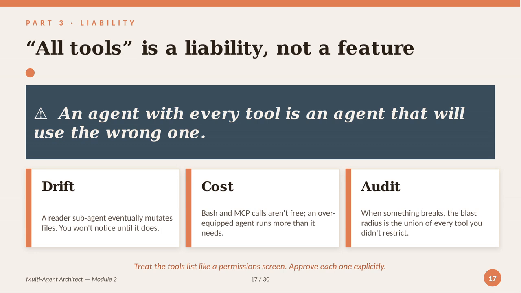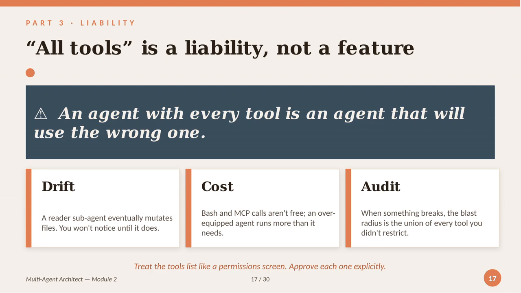Three concrete consequences. Drift. A subagent that started life as a reader, only read and grep, eventually picks up edit and write because you didn't restrict it, and it starts mutating files when you didn't intend it to. You won't notice until something downstream breaks and you have no idea why your read-only reviewer rewrote a config.